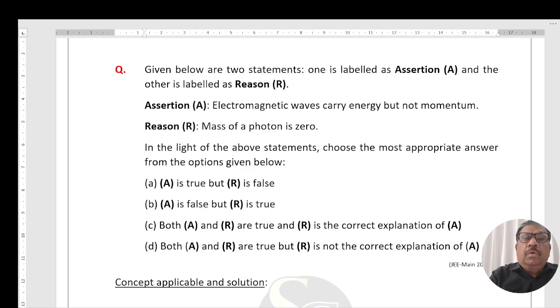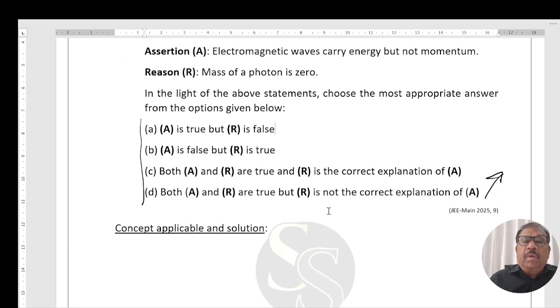Question is, given below are two statements, one labeled as assertion and the other as reason. Electromagnetic waves carry energy but not momentum, as mass of photon is 0. Four options are given to you, one of which is correct. The question is taken from JEE Main 2025.